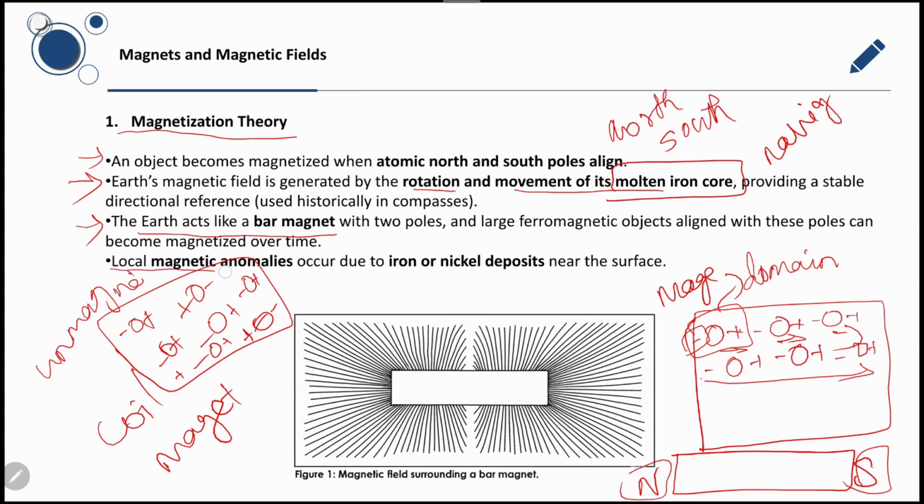Local magnetic anomalies. The Earth's magnetic field isn't perfectly uniform everywhere. In some locations, the field is distorted because of natural deposits of ferromagnetic minerals such as iron or nickel in the ground. These changes in the field are called magnetic anomalies.